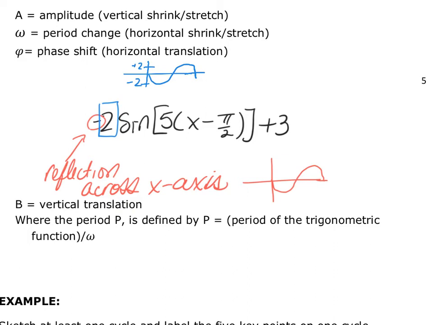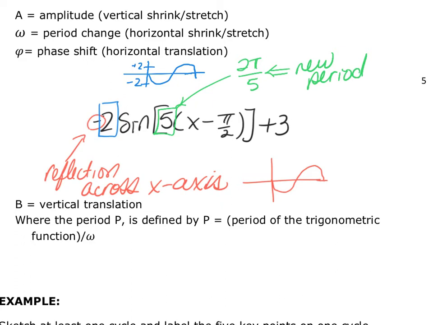What does this 5 do to my graph? It is a horizontal shrink because it's inside my function. It does the exact opposite of what I'd like it to do. So what happens here is I take my 2 pi, because the period of sine is 2 pi, and I divide it by 5. This is my new period. What that means is my graph, instead of starting at 0 and ending at 2 pi, it's going to start at 0 and end at 2 pi over 5.